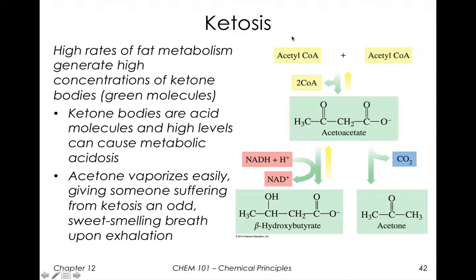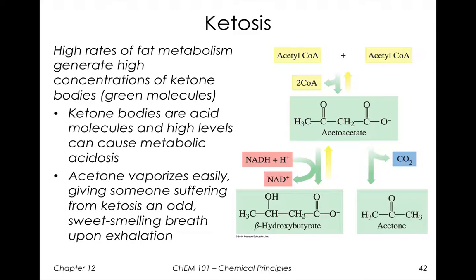process and we get acetyl-CoA molecules, those acetyl-CoA molecules can be coupled together to make a 4-carbon molecule called acetoacetate. We can decarboxylate it to make acetone, or we can undergo a reduction reaction to make beta hydroxybutyrate. These green molecules that we have shown here are what we call ketone bodies. So they are a water-soluble, fat-derived fuel.